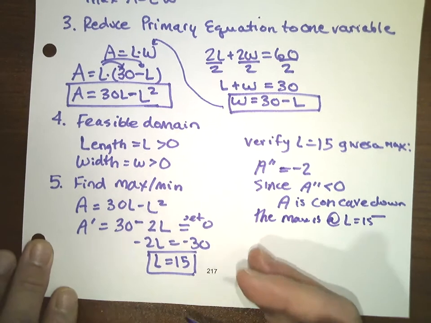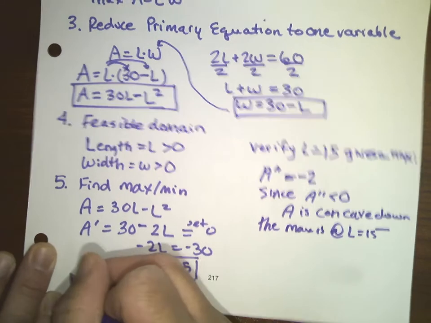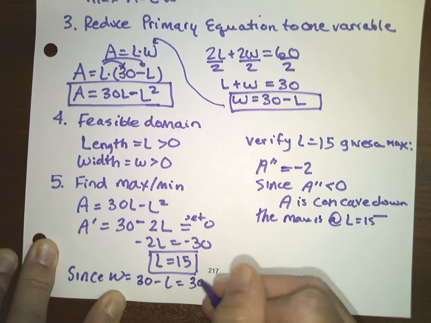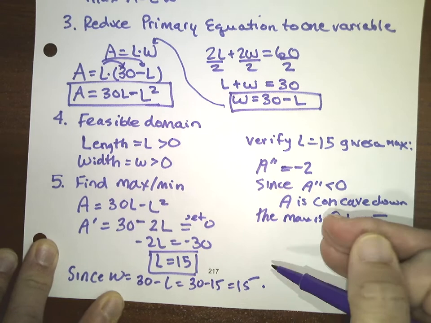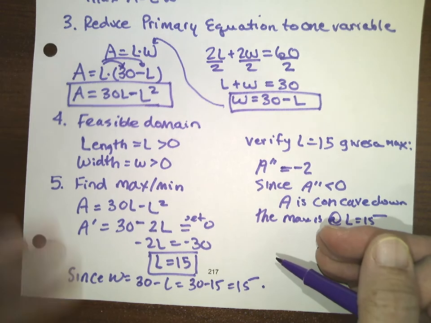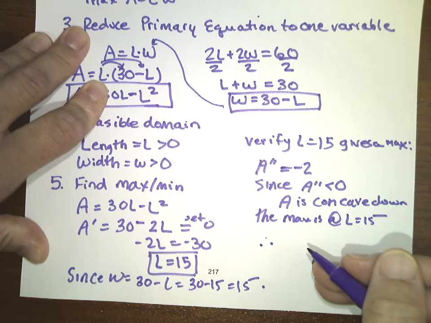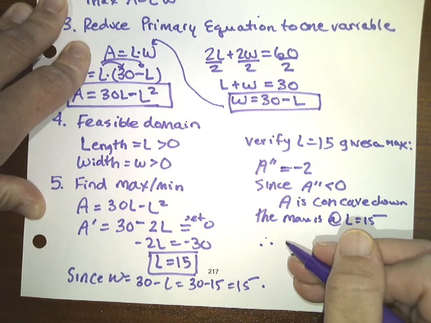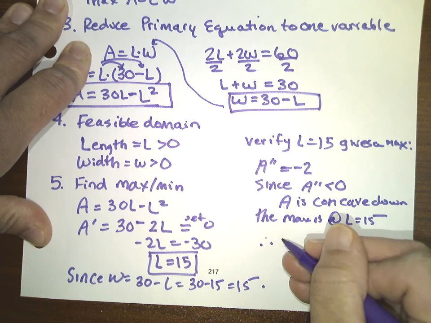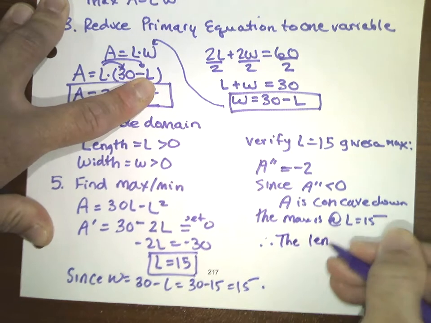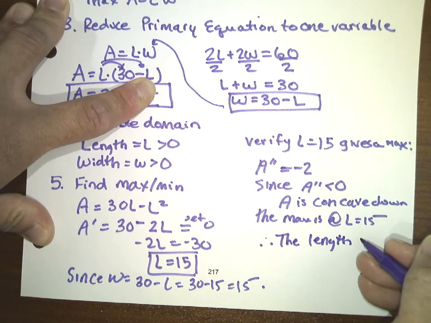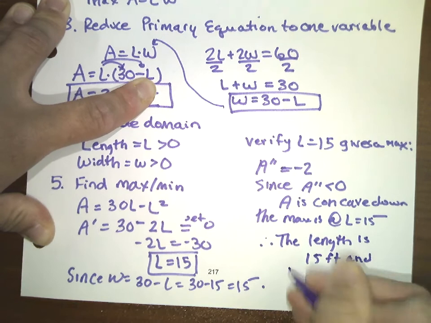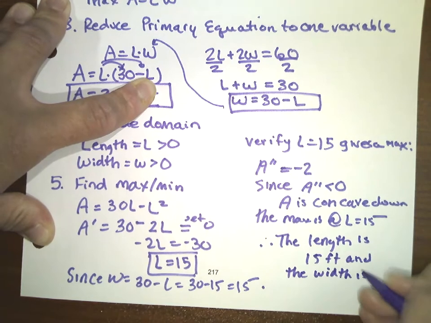All right, so now let's just find out what W is. So since W is equal to 30 minus L, that means it's 30 minus 15, which is 15. So what did it say? The length and the width of the rectangle then is 15 by 15. So therefore, the length is 15 feet and the width is 15 feet.